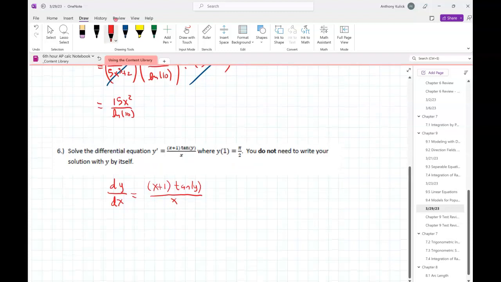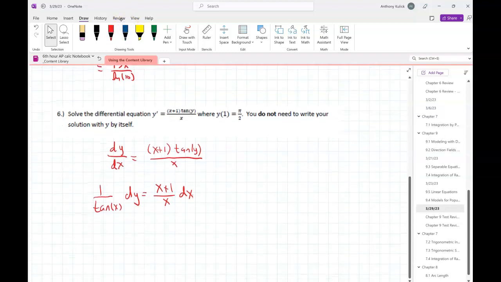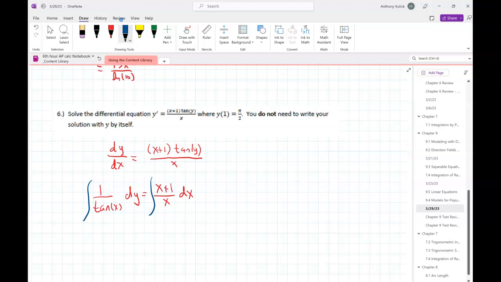If I divide both sides by tangent, and multiply both sides by dx, I've got that separable. So far, so good. Okay. So then we'll go ahead and integrate both sides.